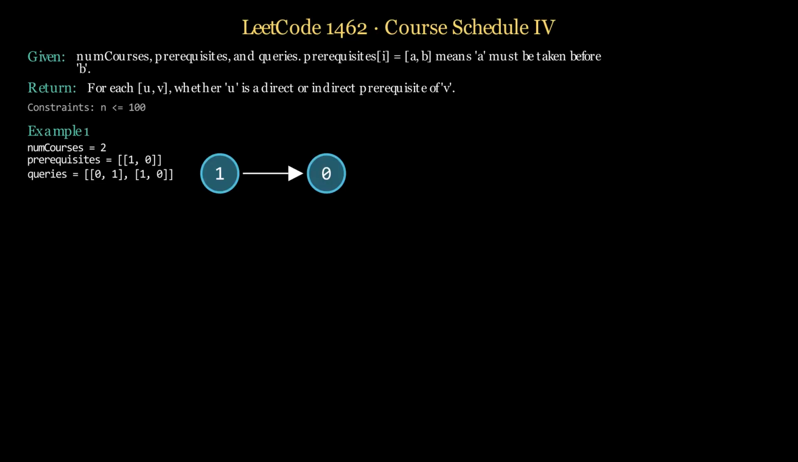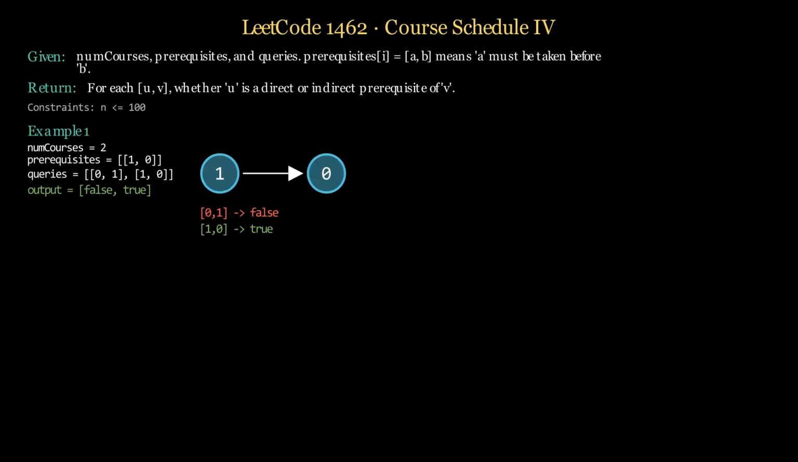You are given number of courses, prerequisite pairs, and query pairs. Pair A, B means course A must be taken before course B. For each query U, V, answer whether U is a direct or indirect prerequisite of V.